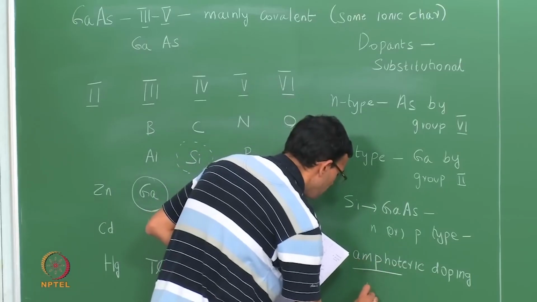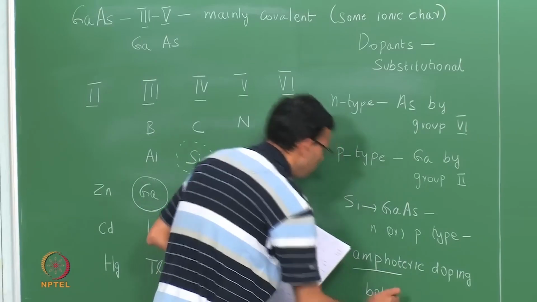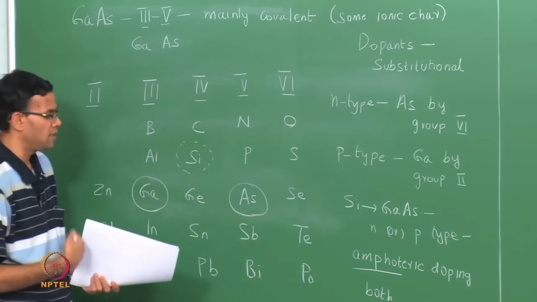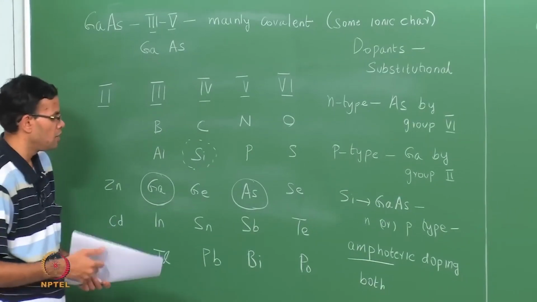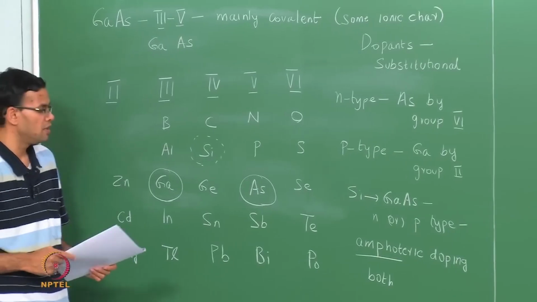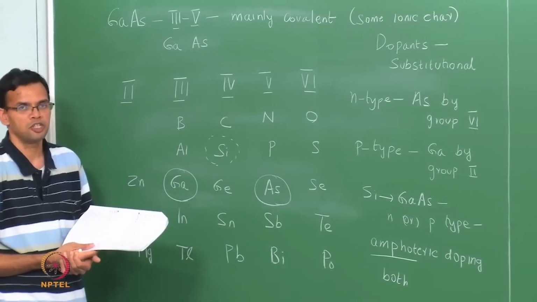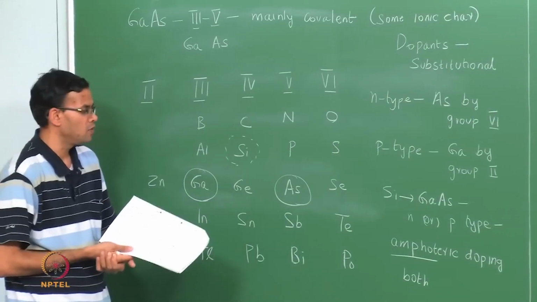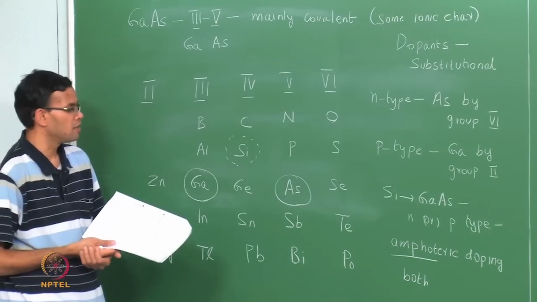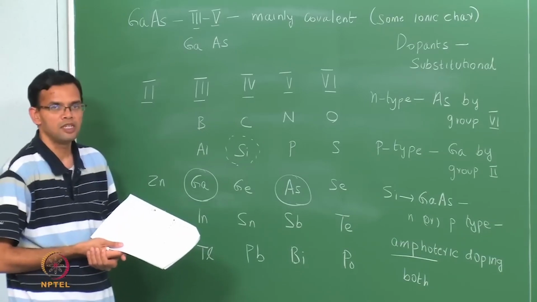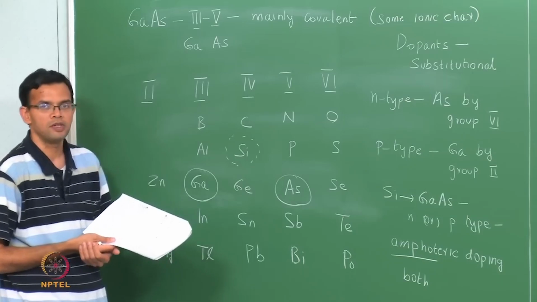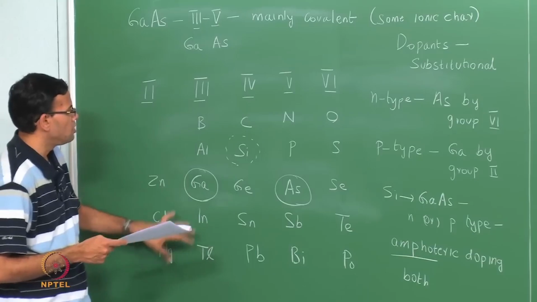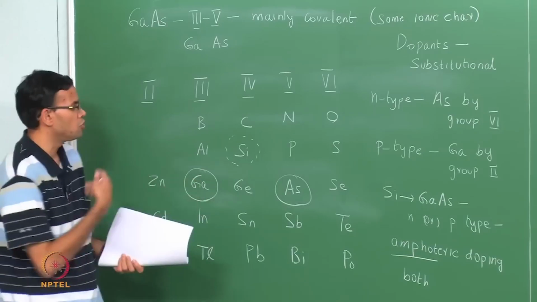This term ampho essentially means both, means you have the same element can act both as an n type or as a p type dopant. The only issue here, it is really hard to control the position of silicon. It is very hard to get silicon to selectively dope into gallium or to selectively dope into arsenic. So, if you have silicon as a dopant, it is very hard to control the type of dopant and the concentration of dopants.